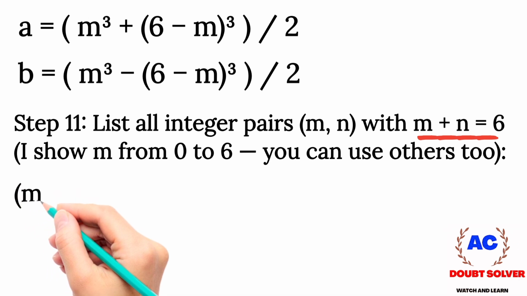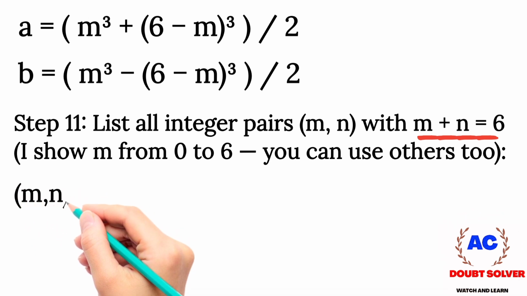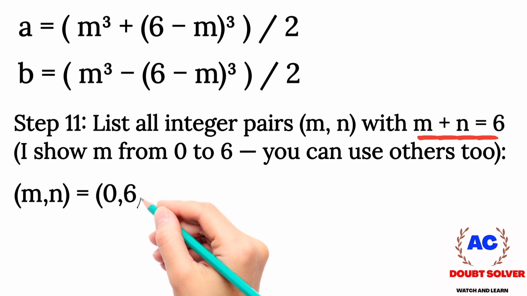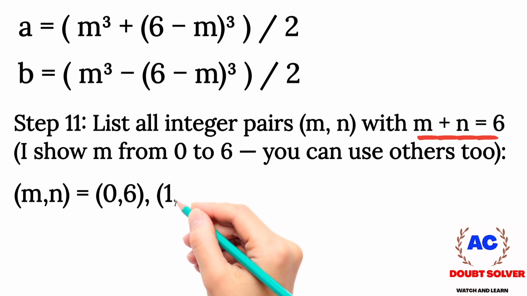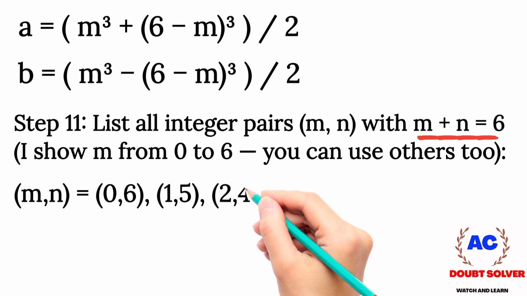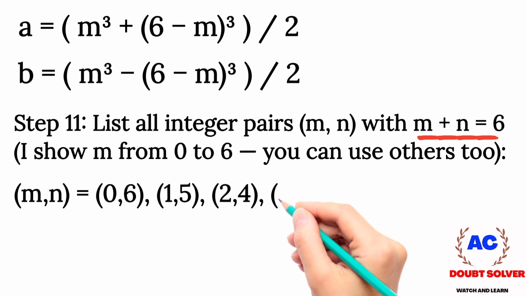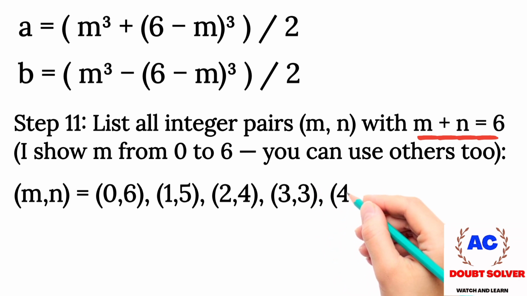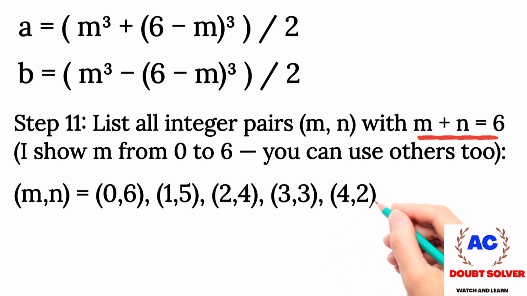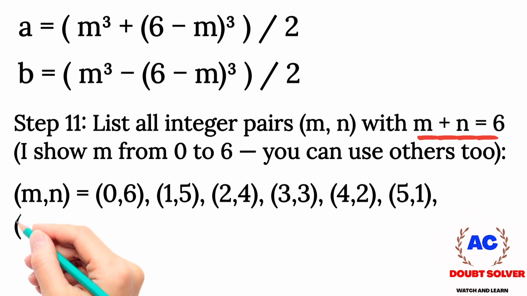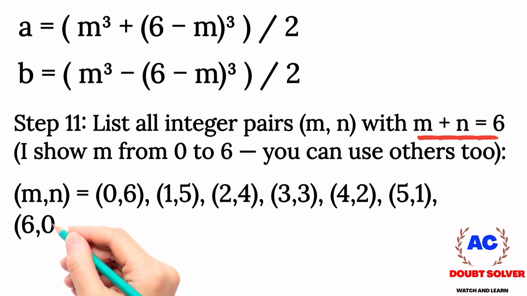So for m is equal to 0, we get n is 6. Similarly, for m is equal to 1, we get n is equal to 5 from this expression m plus n is equal to 6. Similarly, for m is equal to 2, n is 4. For m is equal to 3, n is 3. M is equal to 4, n becomes 2. For m is equal to 5, n becomes 1. And for m is equal to 6, n becomes 0.